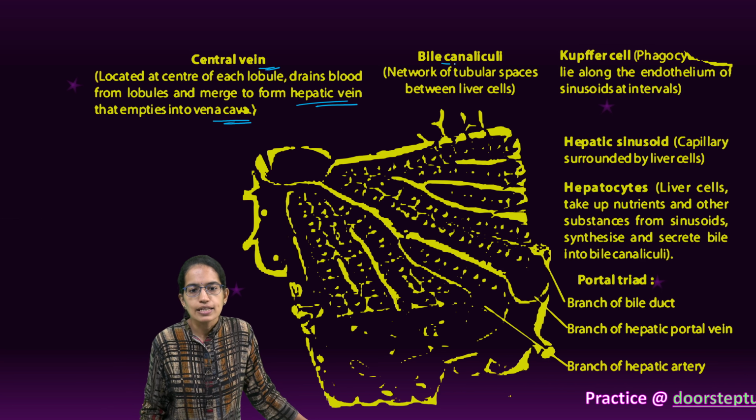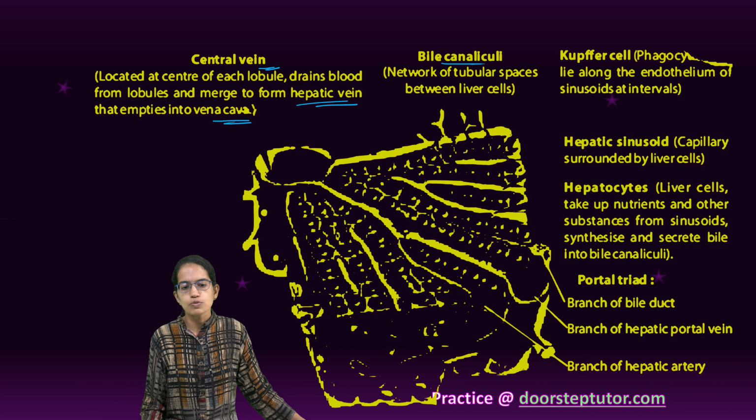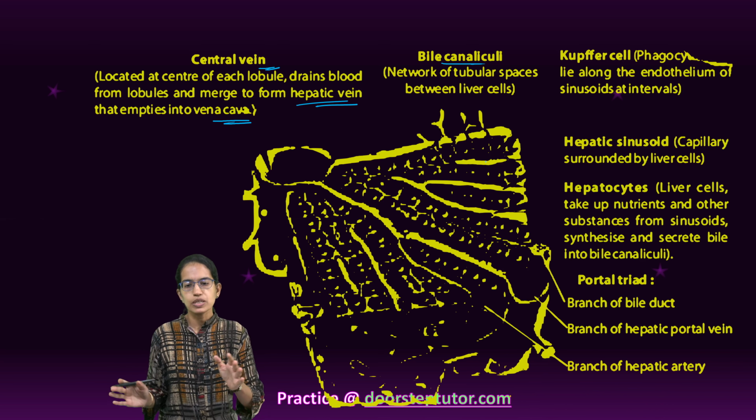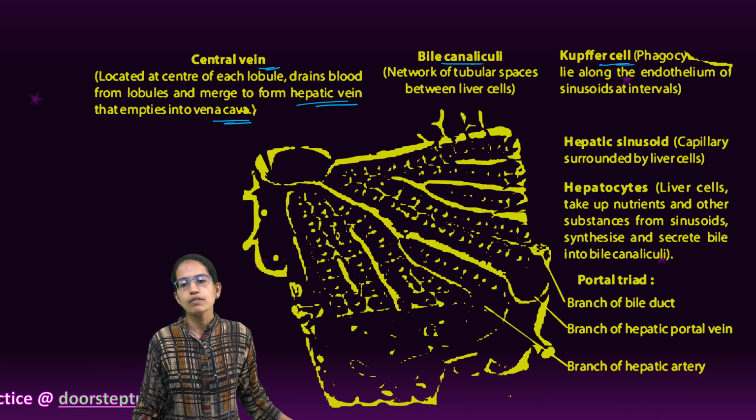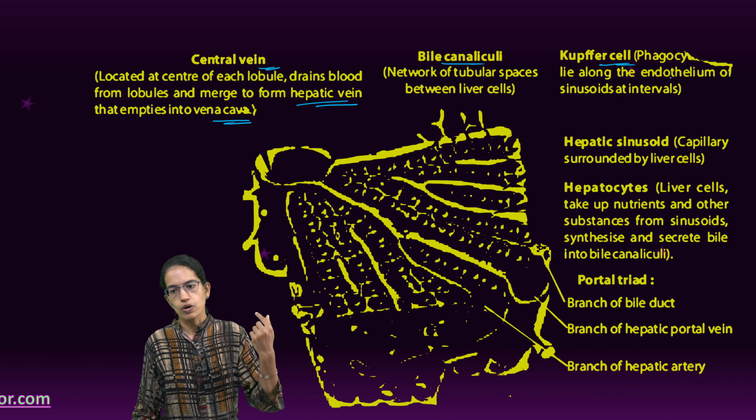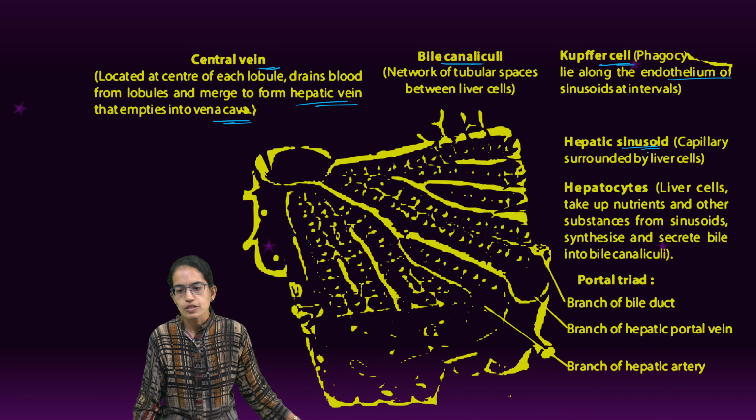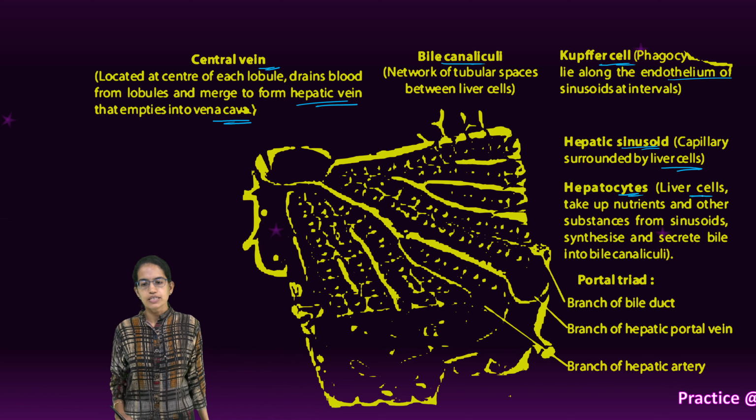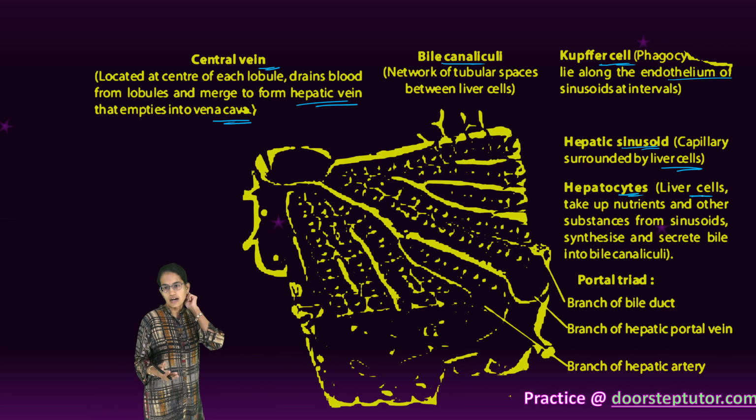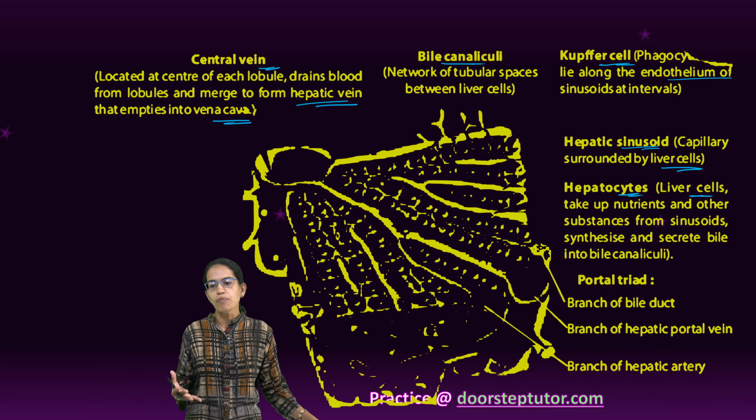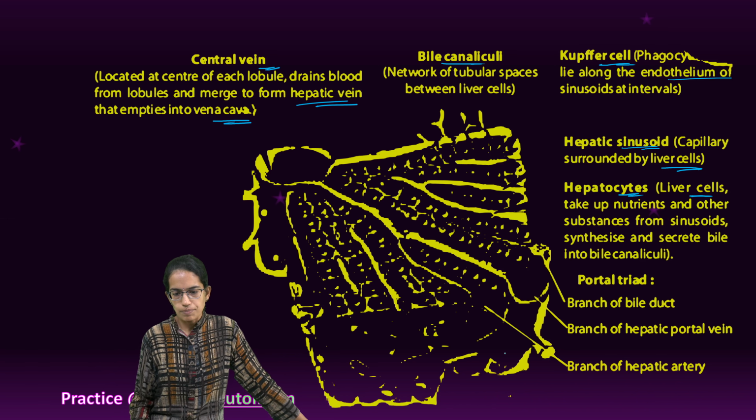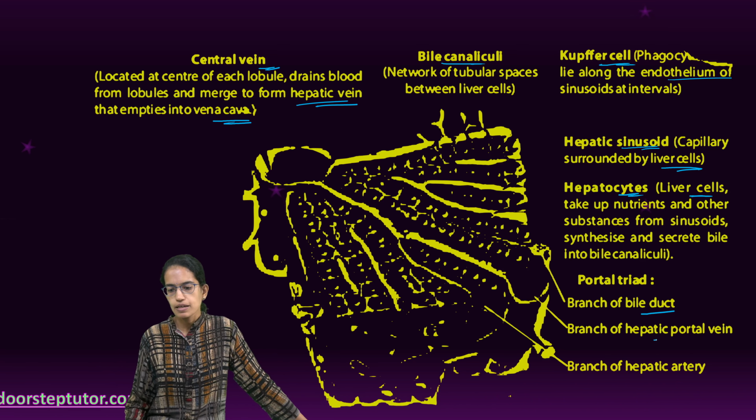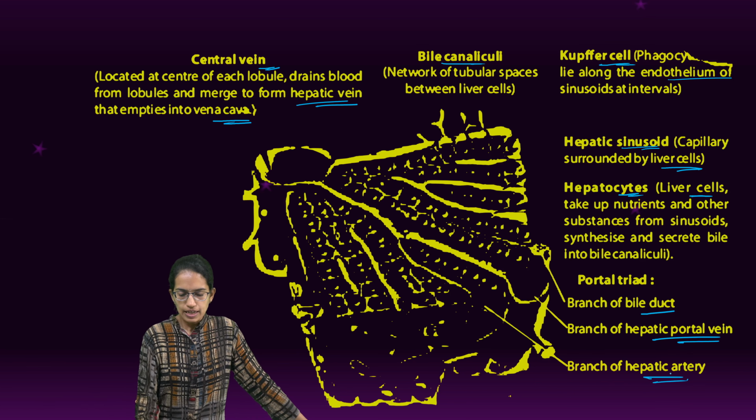You have bile canaliculi. Those are the small tubular spaces between the liver cells. Kupffer cells, these are phagocytic cells which are along the inner layer or the endothelium. Hepatic sinusoids, those are surrounded by the liver cells. Hepatocytes are the liver cells and they take up substances from sinusoids and secrete bile. Then there are various branches. These branches are bile duct, hepatic portal vein, hepatic artery and so on.